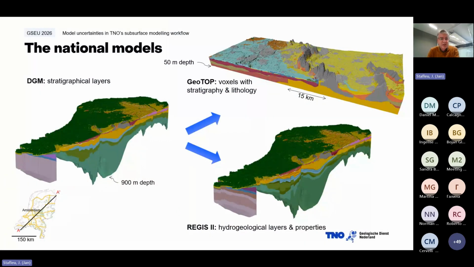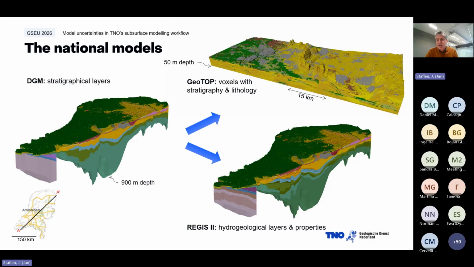On the left, you see our stratigraphical framework model, DGM, which consists of a stacked series of tops and bases of geological formations. At the bottom right, you see that we use the stratigraphical framework model to add aquifers and aquitards, and these aquifers and aquitards are then also populated with hydraulic parameters. So this model serves groundwater applications. And on the top, you see the GEOTOP model, which takes the upper 50 meters of the DGM, turns that into voxels, and then within the stratigraphical layers in the voxel model, we estimate lithological classes.